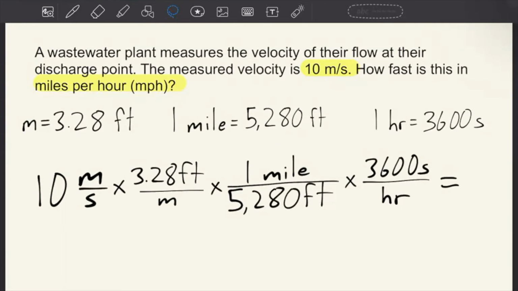And then we just multiply across. We multiply 10 times 3.28 times 3,600 and divide that by 5,280 feet in our calculator. And this will equal 22.4.